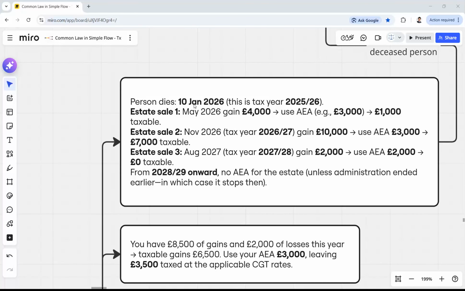A person dies on 10th January. This is the tax year 2025-26. Estate sale 1, in May 2026, you gained £4,000. You used your AEA, so £1,000. Estate sale 2, November 2026, you gained £10,000, and you used AEA £3,000, so £7,000 will be taxable.